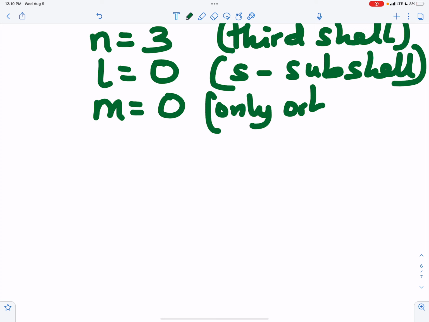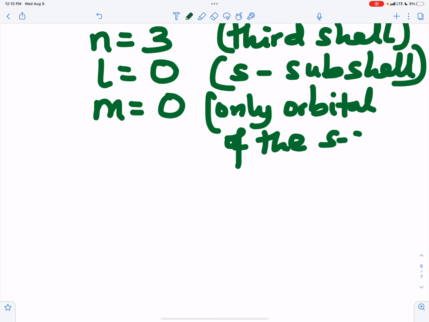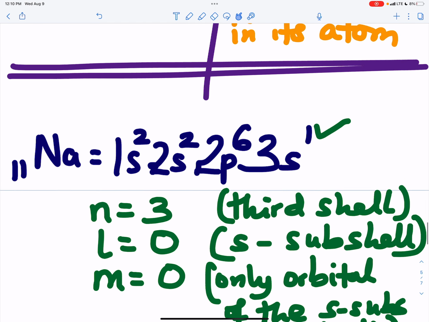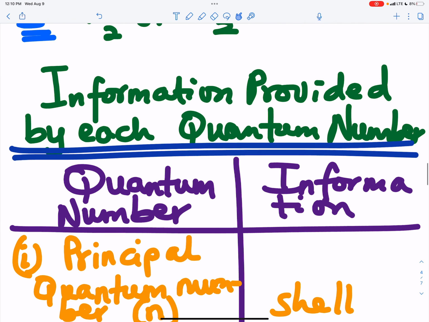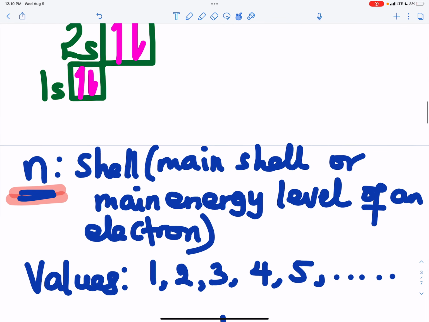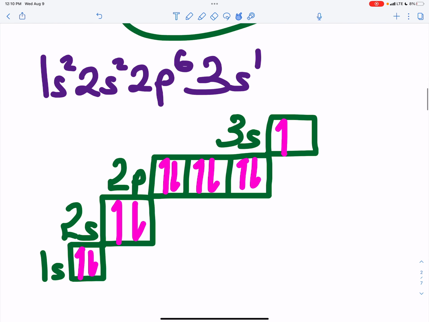The electron is located in the only orbital of the S subshell. The S subshell has just one orbital, so that electron will be placed there. You understand? There's no other room for that electron to sleep in other than the S room.